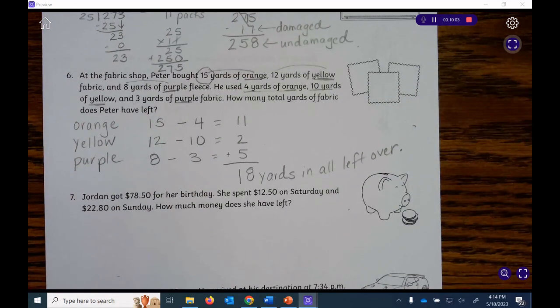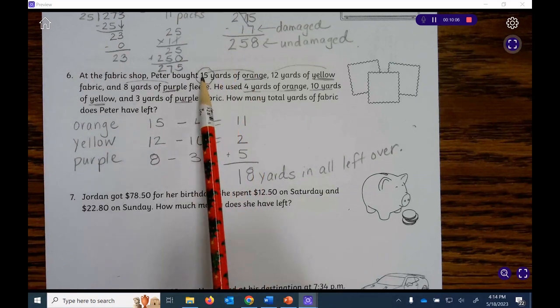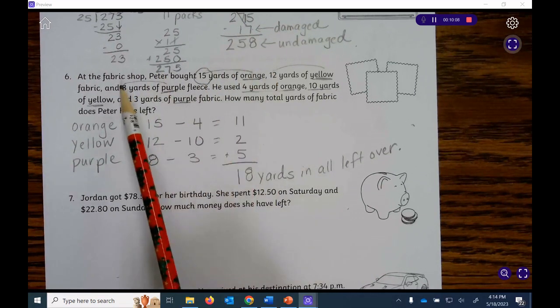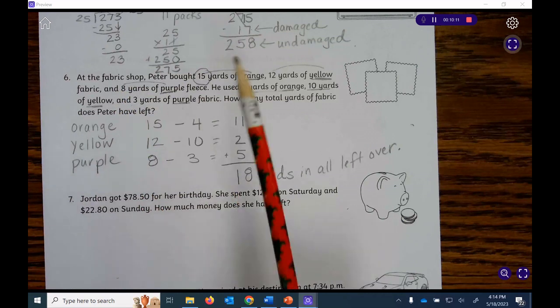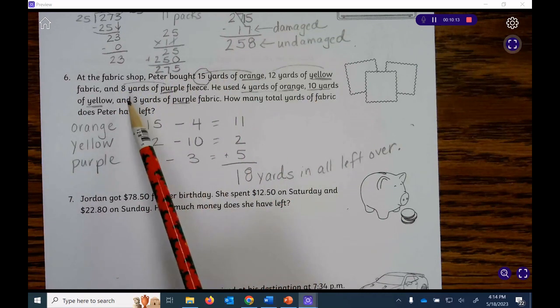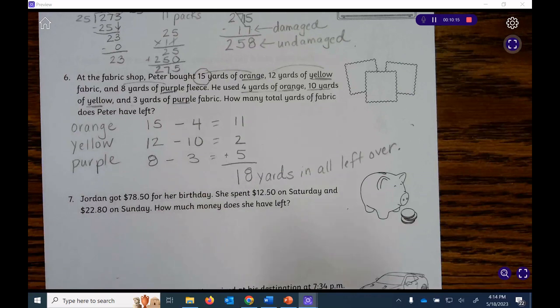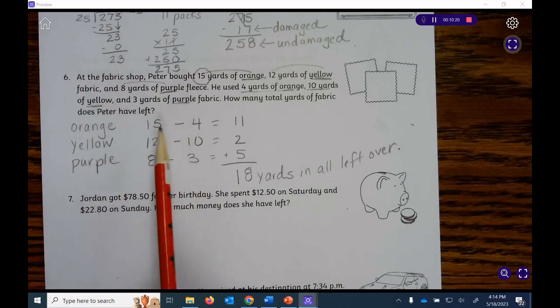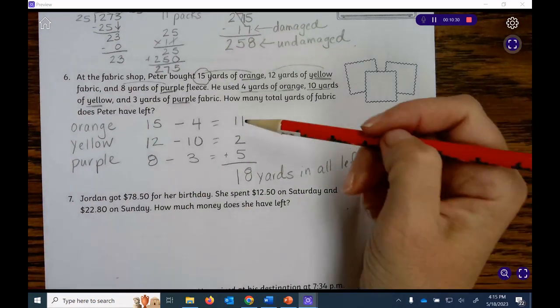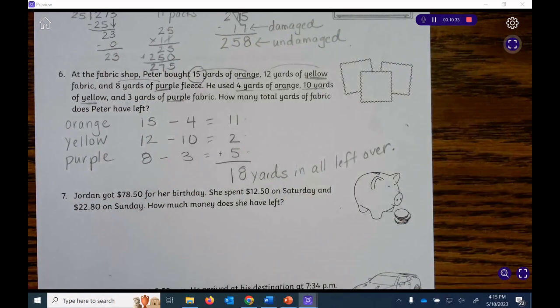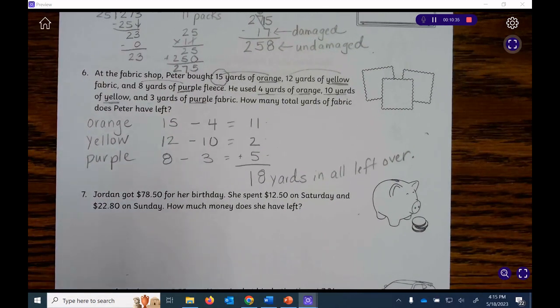Many of you may have added 15 plus 12 plus 8, and then added 4 plus 10 plus 3, and then subtracted those two numbers. For me, I thought, well, it might be easier to work with smaller numbers. So instead of combining them all together and then subtracting, I left them separate and waited until they were smaller numbers to add them at the end. Again, different strategies, but hopefully you got the right answer at the end.